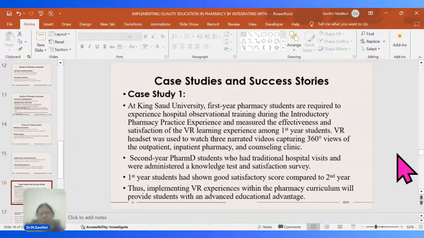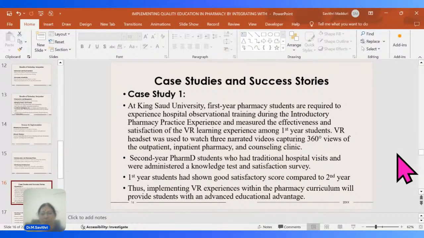So second year students, naturally, go to the hospital. The same thing, they visited the hospital physically, and they noted some points, and the test was conducted for both the first year and second year. See, the first year students showed a good satisfaction score compared to second year. The effect of VR is more, and every question was answered by the first year students compared to the real visit to the hospital.